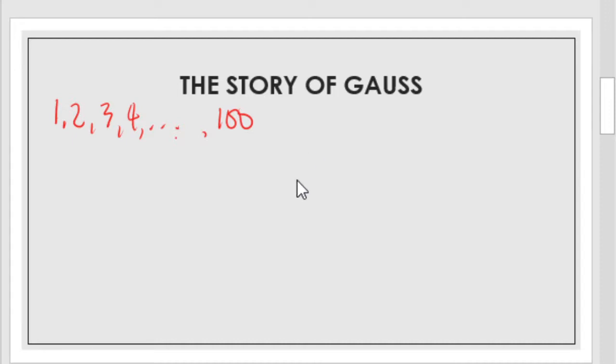It was just a matter of minutes or seconds, I don't know. It was that quick. So, do you know why? Because Gauss was able to find a shortcut in answering this one. The shortcut was this.